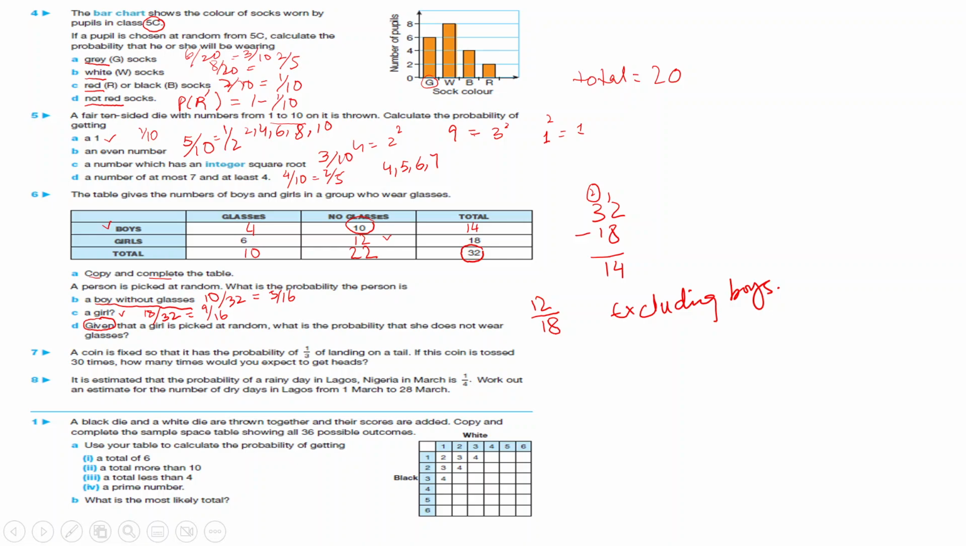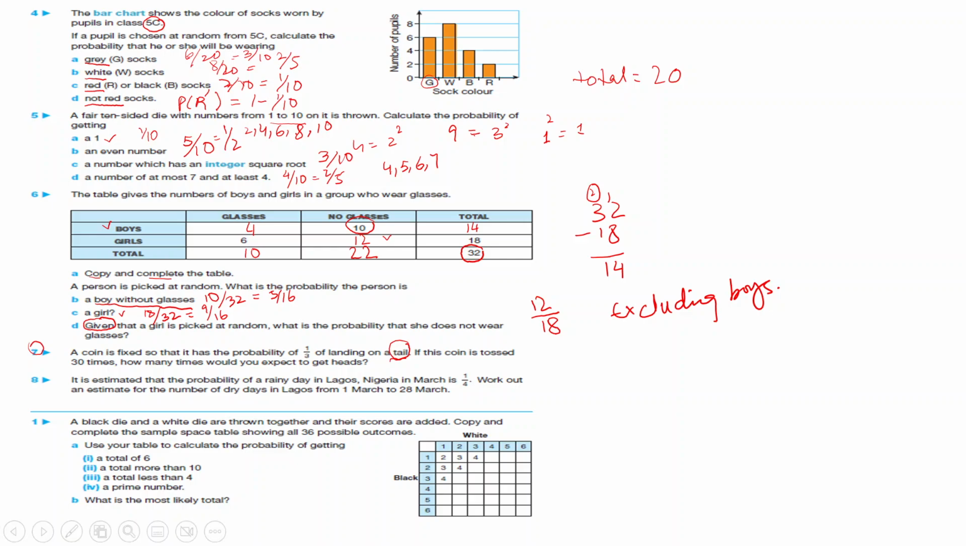And now we go to the seventh question. Question number 7 says a coin is fixed so that it has the probability of 1 over 3 of landing on a tail, right? So this coin has been tampered with, so that if you throw it 3 times, one time it will always land on a tail. If this coin is tossed 30 times, how many times would you expect it to get a head?